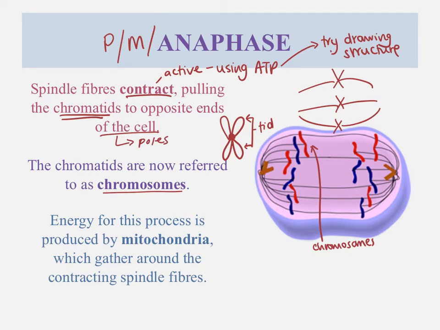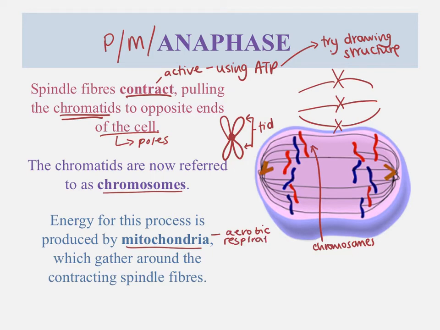Now, the final thing that we need to be aware of with anaphase, and this is going to link to things like our specialised cells, we know that it's an active process, the contraction of those spindle fibres, and that's going to come from ATP produced by the mitochondria in processes of aerobic respiration.